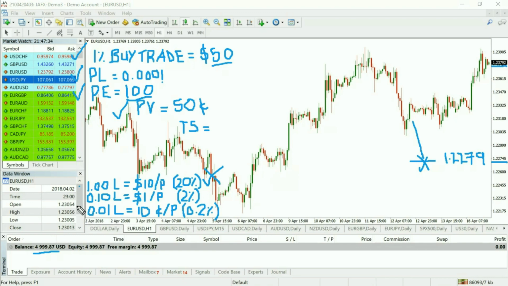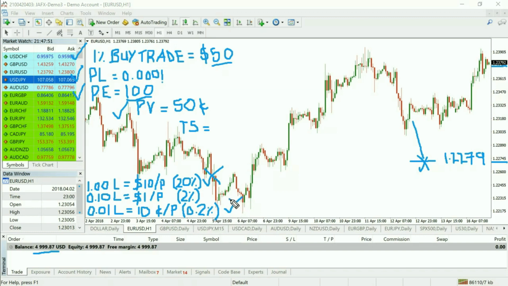However, looking at the lower end, if we happen to trade a micro lot this time in the euro dollar and we were trading 0.01 lot, we're actually trading 10 cents per pip now. And what that would mean is we'd actually initially be trading 0.2% of our capital.